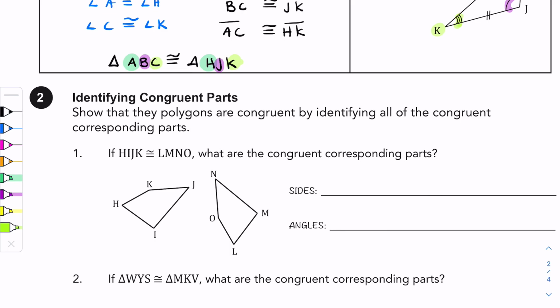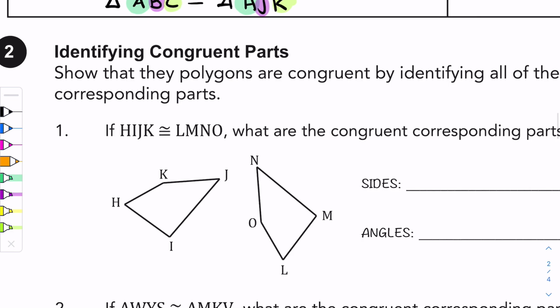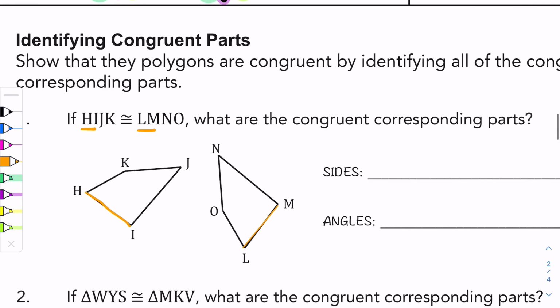Now, we're going to label all our sides and all our angles. You can either do that from the figures, or you can do that from the congruent statement. And if we do it from the statement, you're just going to match the parts. So, for example, the first two letters, HI, is going to correspond to LM. And I can check that right here, HI, LM. And that is true.